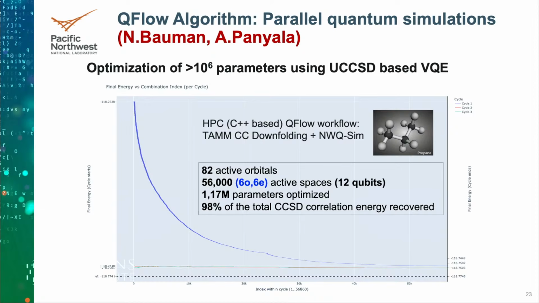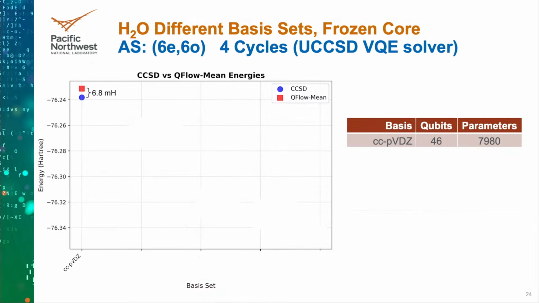This is our local quantum simulator. We're able to deal with the system defined by 82 active orbitals using 56,000 active spaces, small size, 12 qubits. And in total, we optimize over 1 million wave function parameters, recovering more than 98% of the total single reference CCSD energy. So this is for the propane. We have another example here.